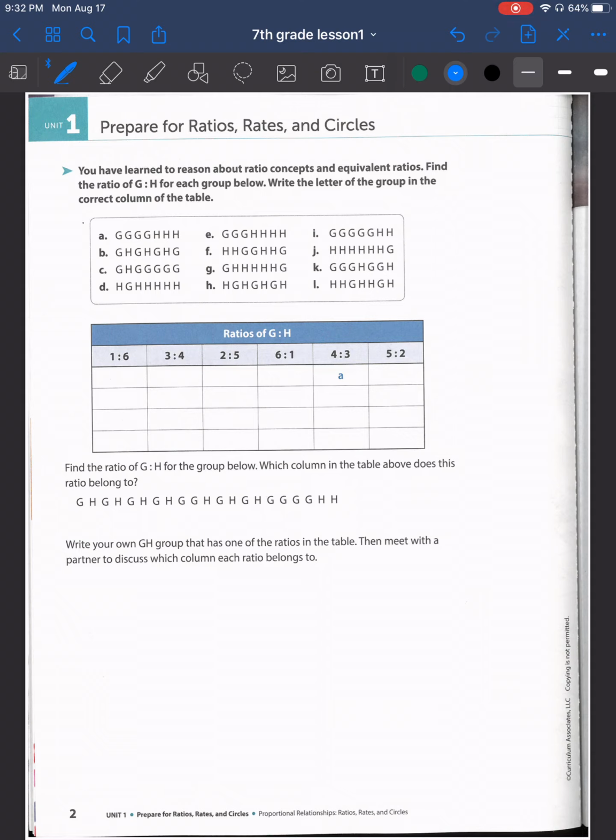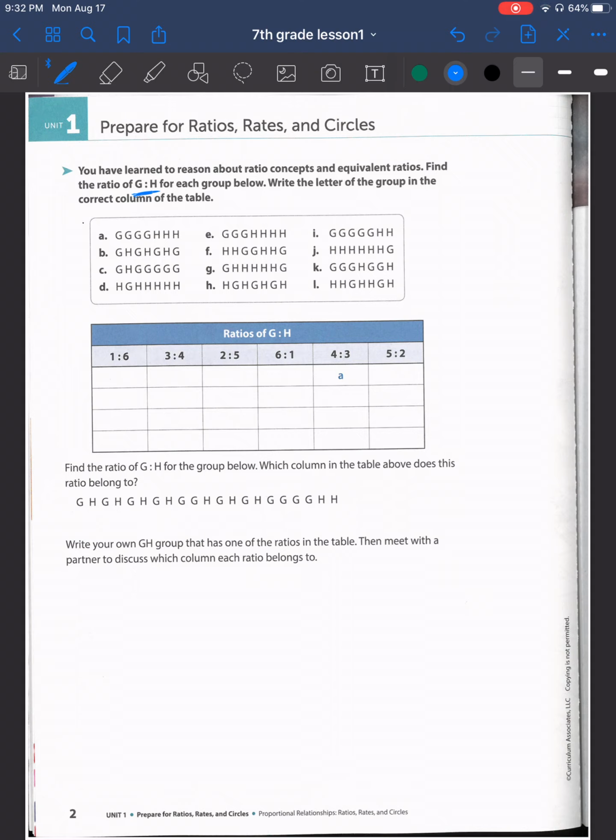Okay, you have learned to reason about ratio concepts and equivalent ratios. Find the ratio of G to H for each group below, and write the letter of the group in the correct column in the table. Okay, so remember, if it says G to H, you have to do G first. So let's just go through these.